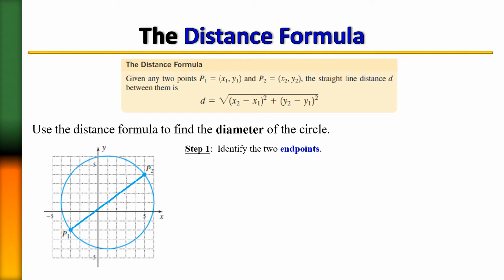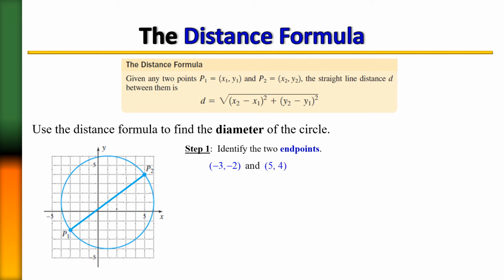How about point 2? Where is it located? Well, from the point of origin, to get there, we would have to go to the right. 1, 2, 3, 4, 5. So our x coordinate is 5. And to get to that point, I need to go up 1, 2, 3, 4. Therefore, my second point would be at 5, 4.